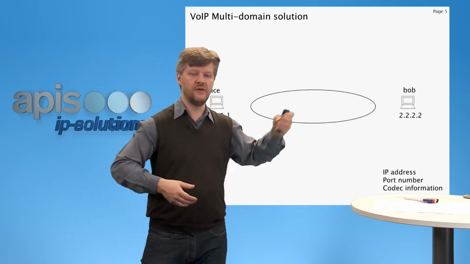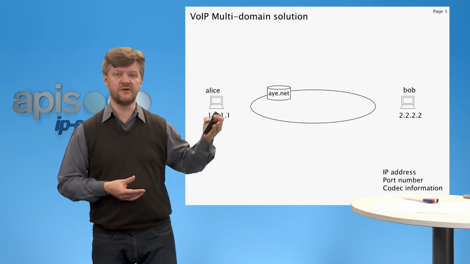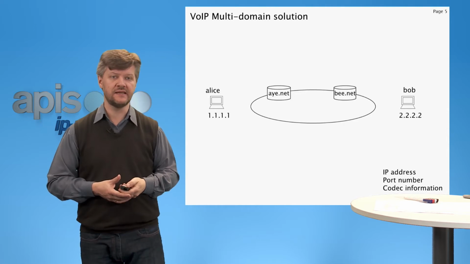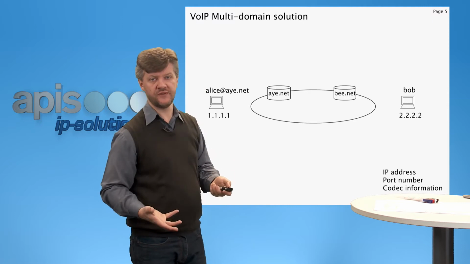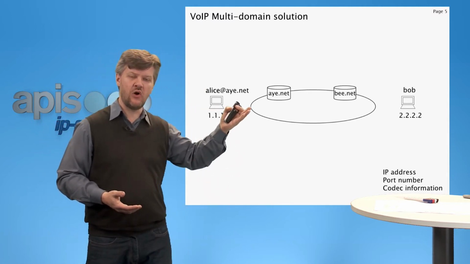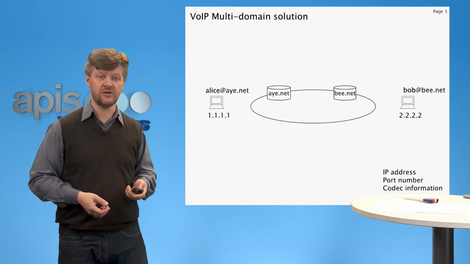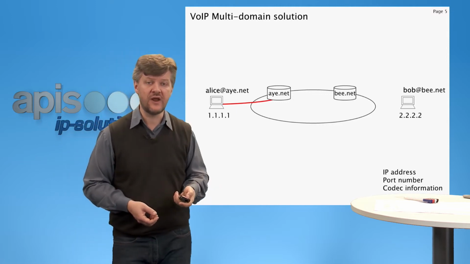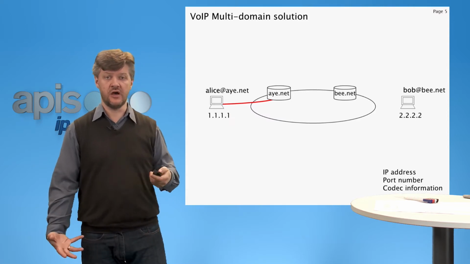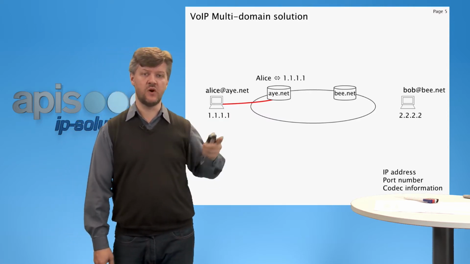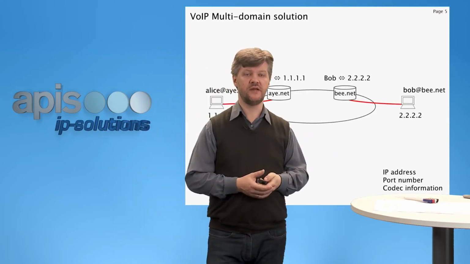So Alice and Bob may be customers of different operators. Let's say Alice is a customer of the operator A.net and Bob is a customer of the operator B.net. So they tag that along to their name. So Alice is now at A.net, Bob is at B.net. And when they register their information, they do it to their own respective domain, to their own operator. So Alice says, I'm at 1111, and Bob says, I'm at 2222, to his operator.